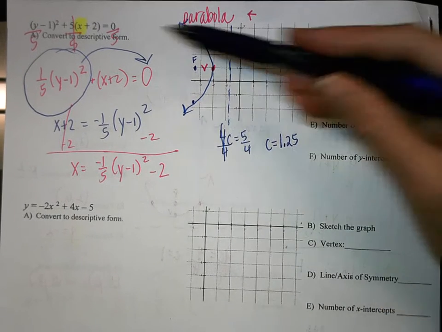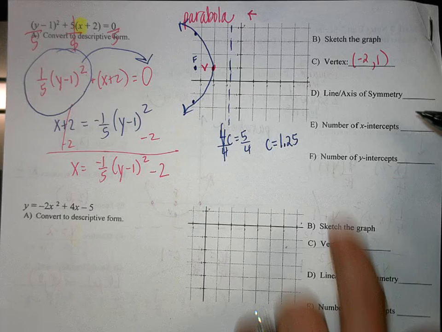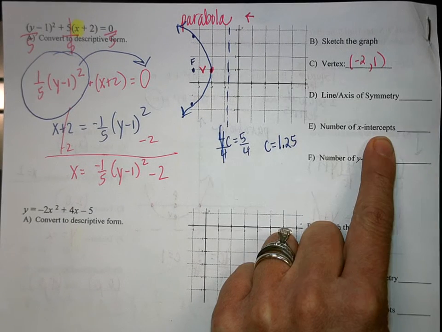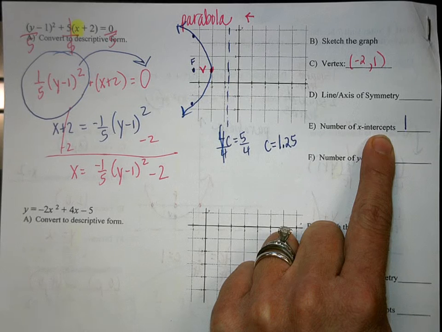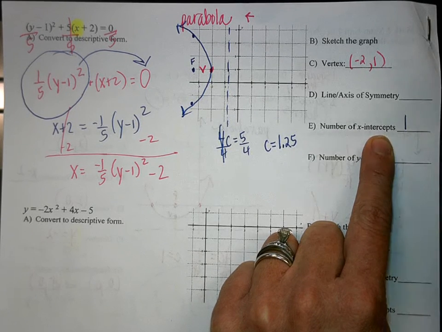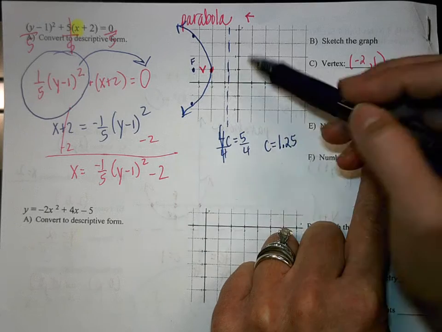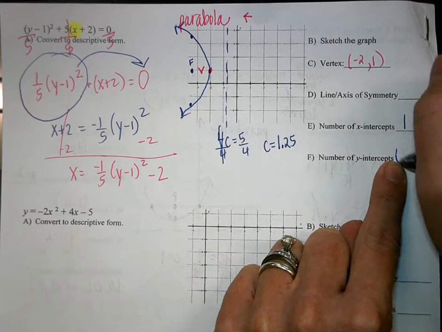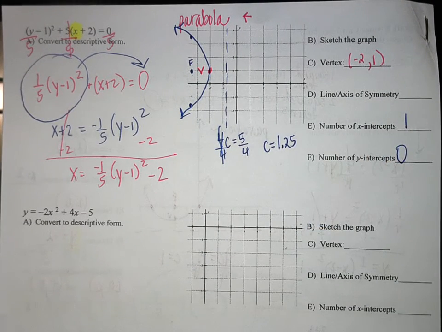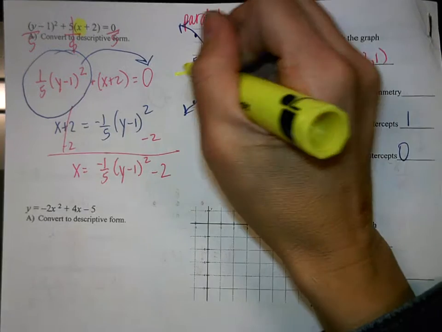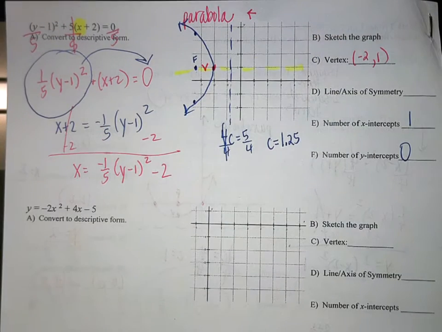Based on what's here, how many times does the graph touch the x-axis? 1 time. So the number of x-intercepts is 1. It touches the x-axis 1 time. How many times does this parabola hit the y-axis? 0. What is my line of symmetry? X equals negative 2. Y equals, oh, 1. Y equals 1.